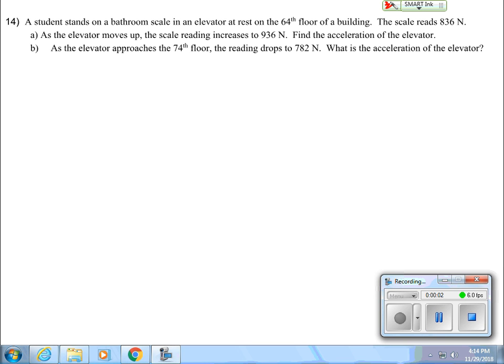Okay, this is another problem. This time a student is standing on a bathroom scale in an elevator at rest. So let's just look right here and figure out what's going on. Here's your person. It's a student. He's standing on a scale.